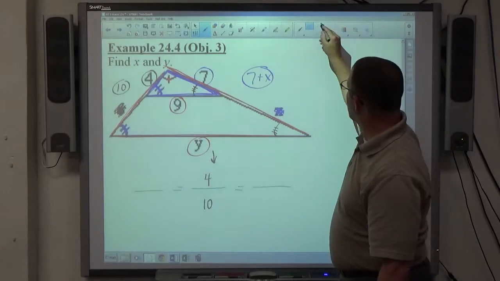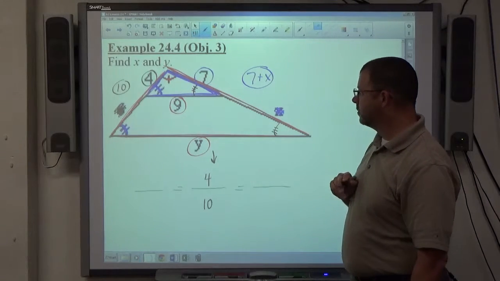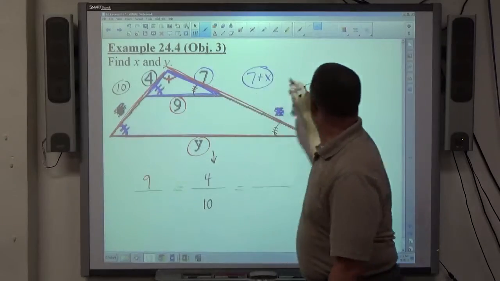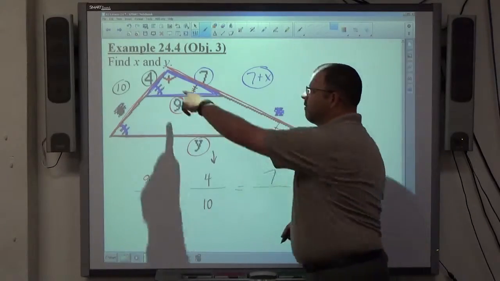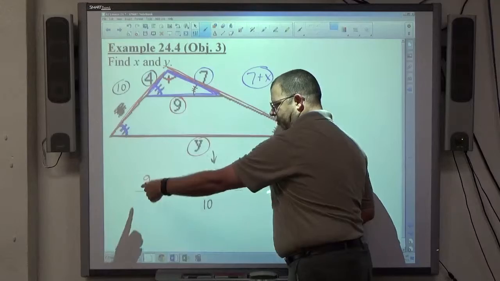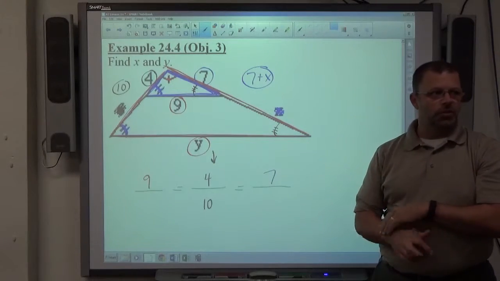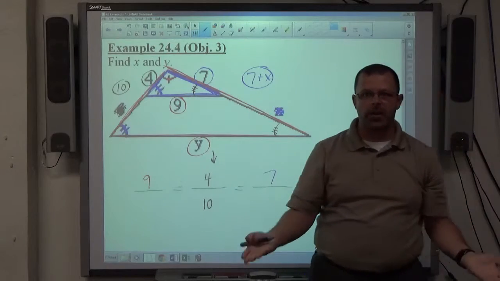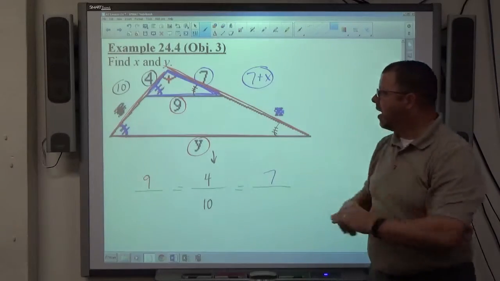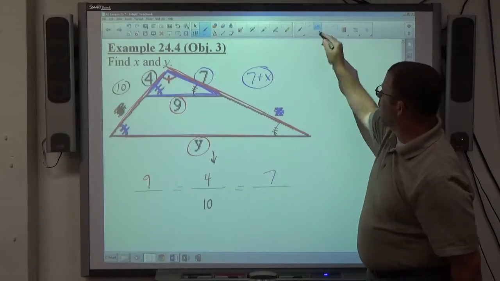Since I chose to put 4 on top, where does 9 belong? On top. Where does 7 belong? On top. 4, 9, and 7 all come from the blue triangle, so 4, 9, and 7 all have to be on the same side of the fractions. So since 4 is on top, I made that decision already. Everything from that triangle goes on top. And the other stuff from the red triangle goes on the bottom.